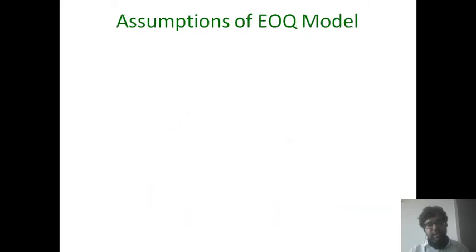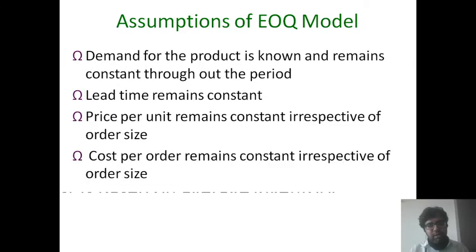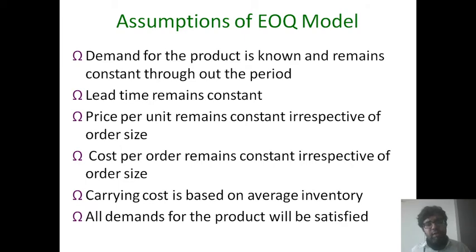We will see the economic ordering quantity, but first let's look at the assumptions of the economic ordering quantity model. These are the basic assumptions. To apply economic ordering quantity, the assumptions should be known to us. First, demand for the product is known and remains constant throughout the period. Means the person ordering the goods knows how much his demand for the product is, and it is constant throughout the period, meaning the supplier will continue giving me the goods.